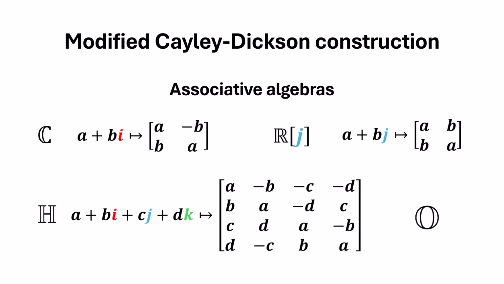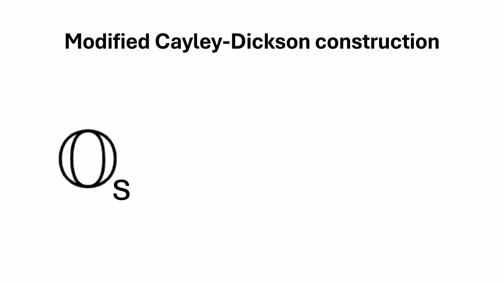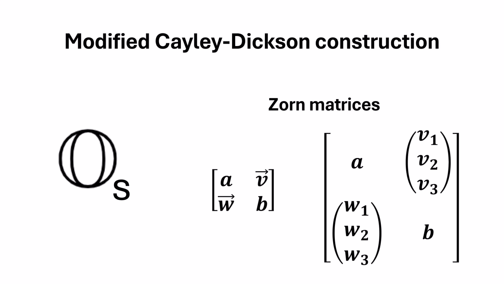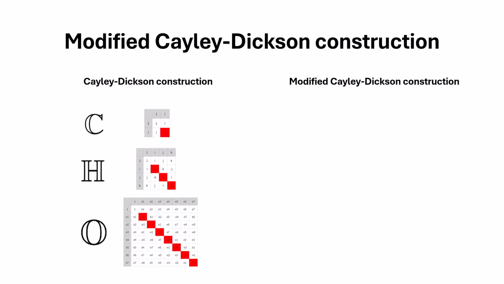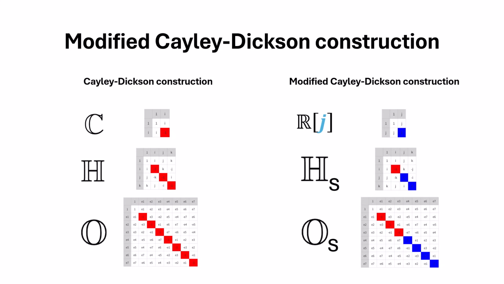Octonions, since they aren't associative, don't have this property. Split octonions, however, despite still not being associative, can be represented by structures known as Zorn matrices. They are like matrices, but they have vector entries and their own kind of multiplication. Numbers generated from the modified Cayley-Dickson construction, instead of having only an imaginary basis like in the standard construction, have half of their basis being hyperbolic while the rest is imaginary.